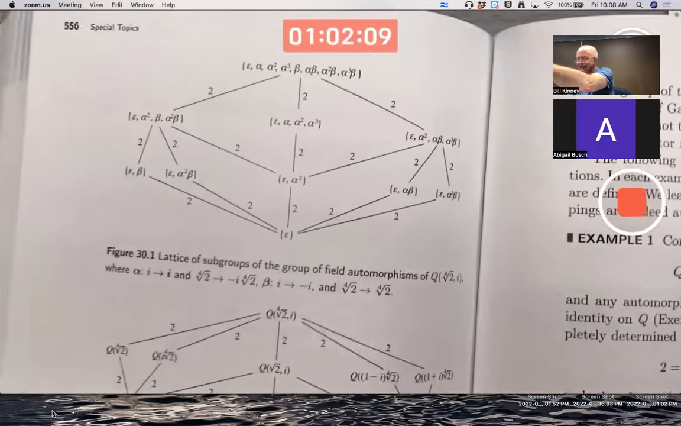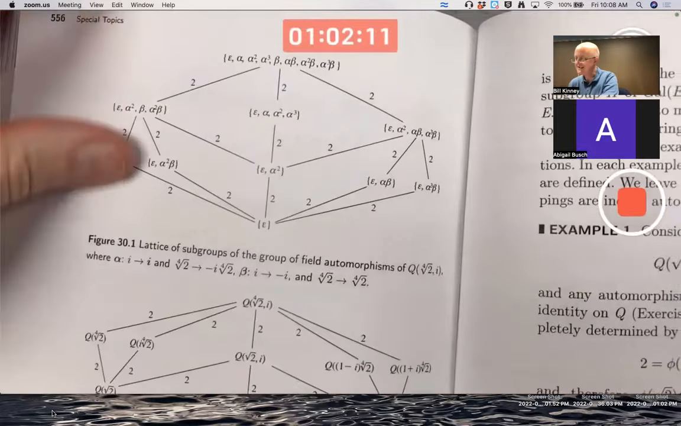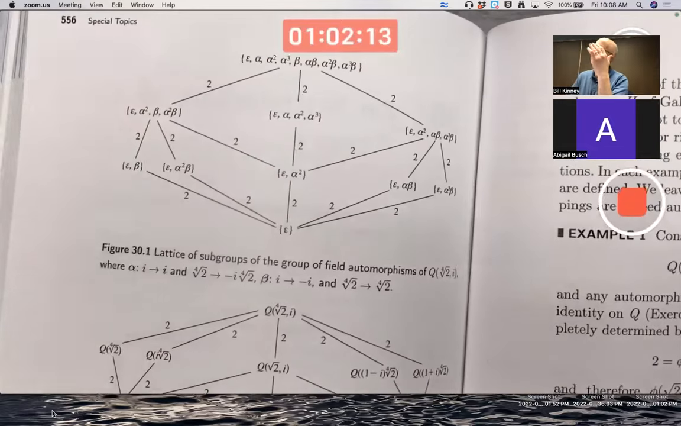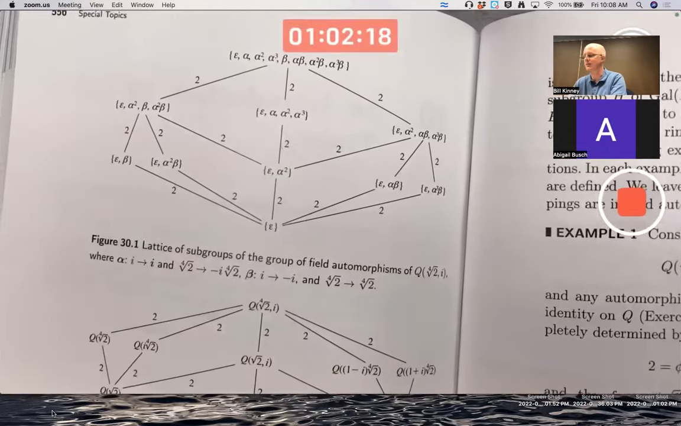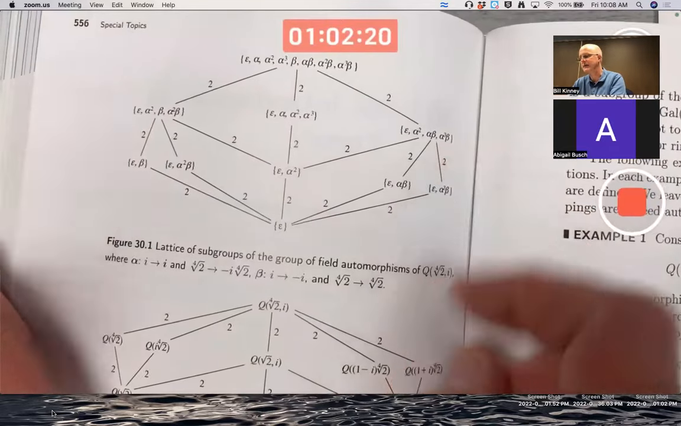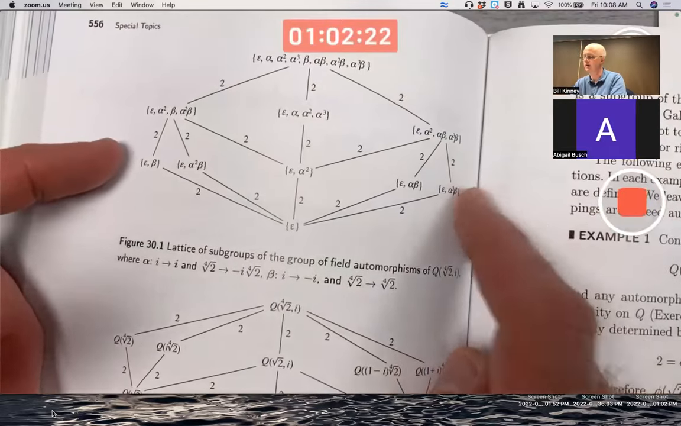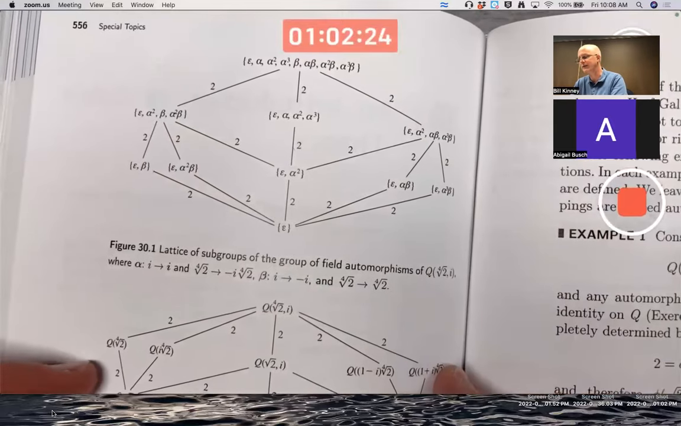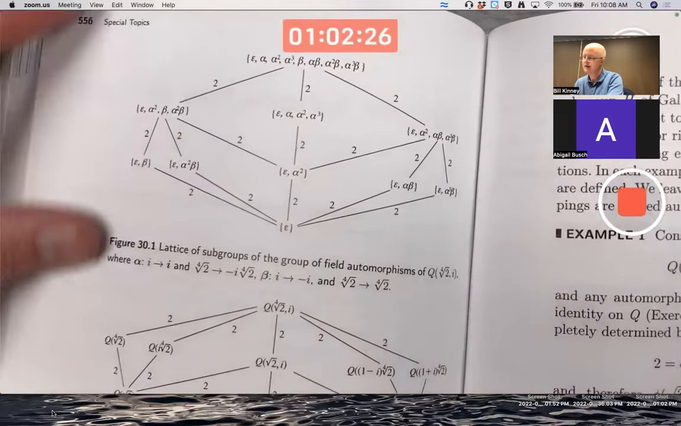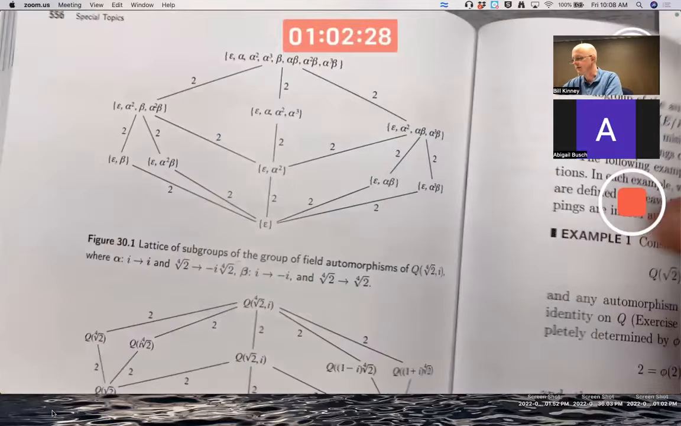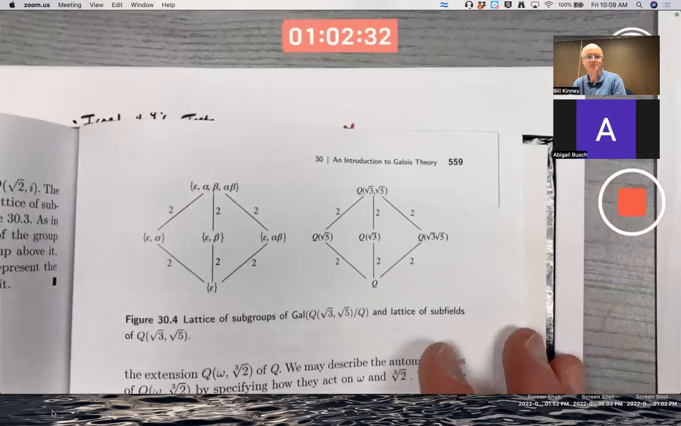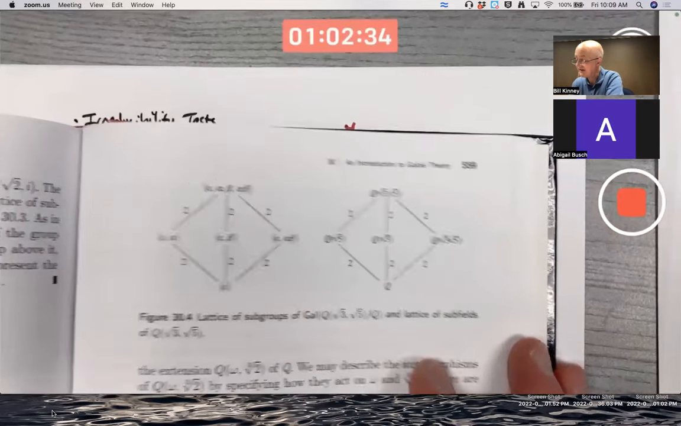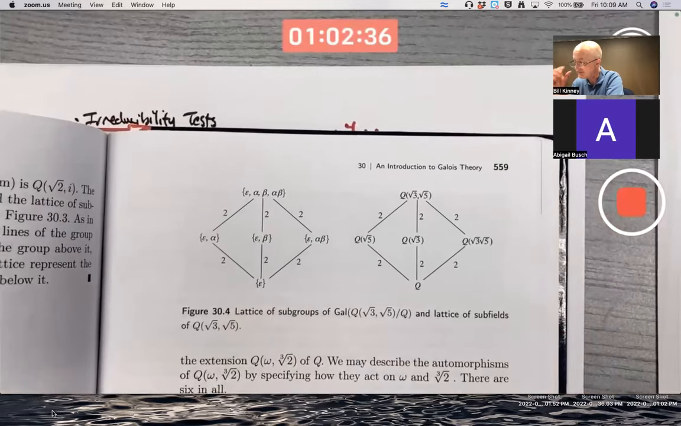Now, here's a complicated example of it. As a theorem statement, it's a technical way of describing exactly what's going on and relating the lattice diagrams here, one for the Galois group and its subgroups, and one for the field extension and its subfields. A simpler version would be like this one here. I think I do talk about this one in the lectures.